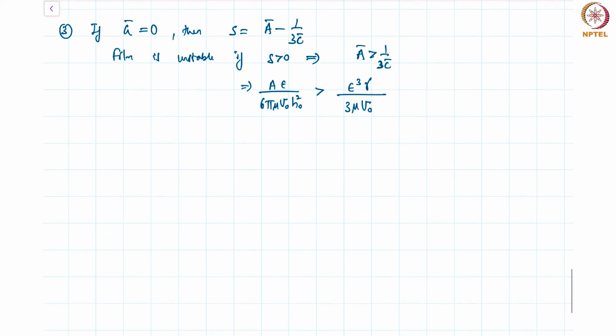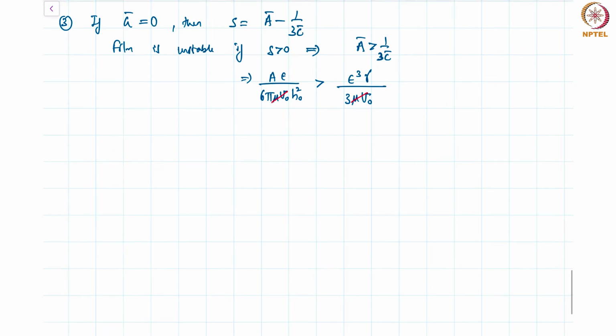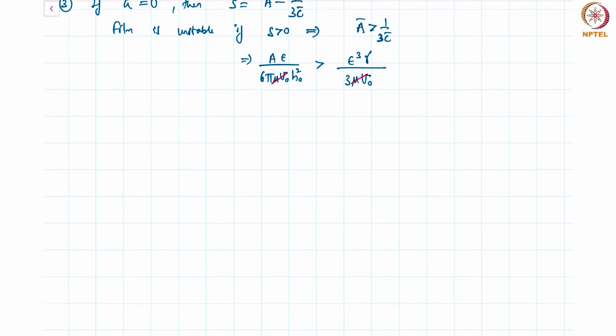So what I now have is, we can do a few simplifications. For example, this mu u naught on both sides cancels out. So viscosity straight away drops out. Meaning viscosity does not determine the stability boundary. And we can now further simplify this to say A by 2 pi h naught square is greater than epsilon square of gamma.